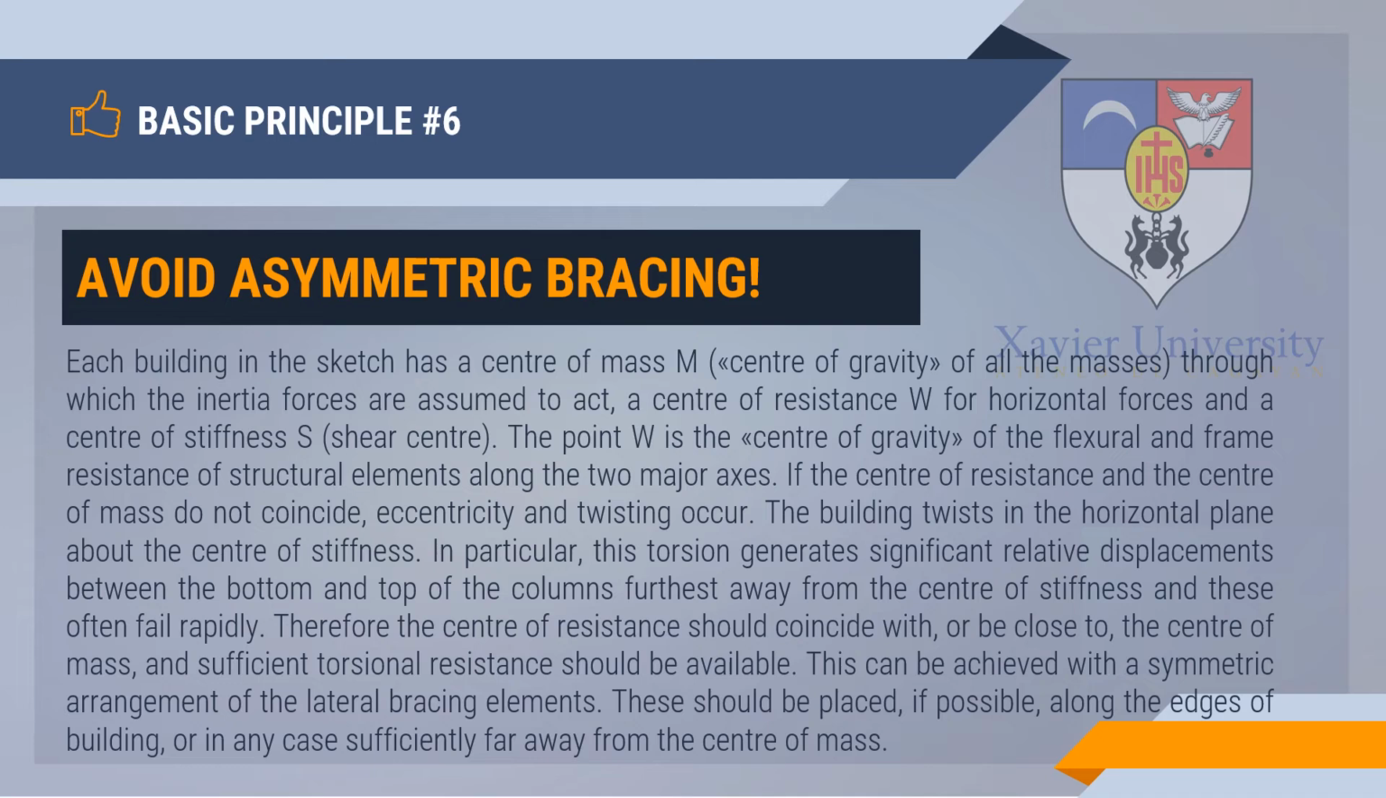Therefore, the center of resistance should coincide with or be close to the center of mass, and sufficient torsional resistance should be available. This can be achieved with a symmetric arrangement of the lateral bracing elements. So this should be placed, if possible, along the edges of the building, or in any case sufficiently far away from the center of mass.